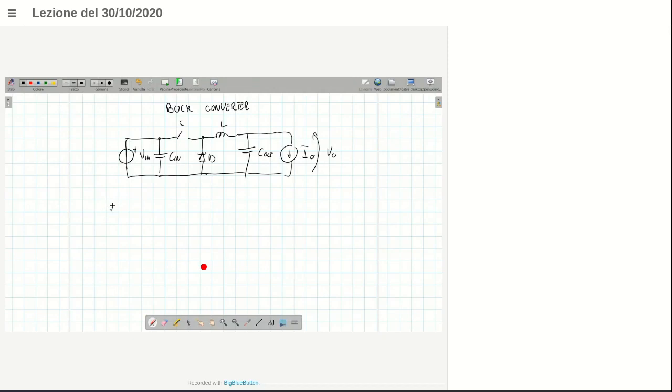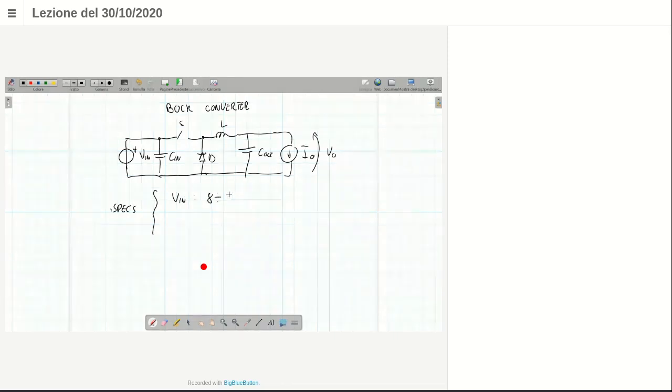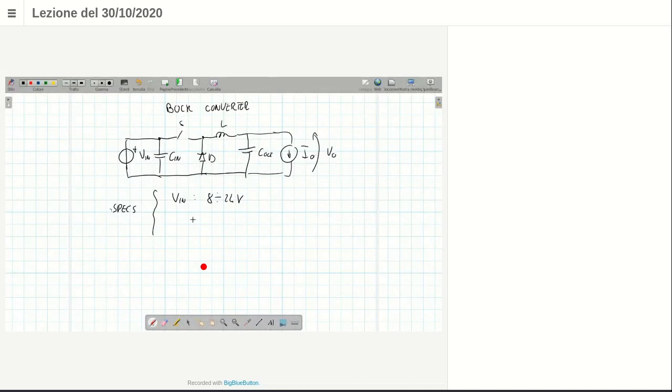We have an input voltage which ranges from 8 up to 24 volts. In a switching mode voltage regulator, the input voltage is not constant, it is expected to vary in a range, and the regulator should be designed to get a constant output voltage, okay? And in this case, we want an output voltage which is 5 volts.